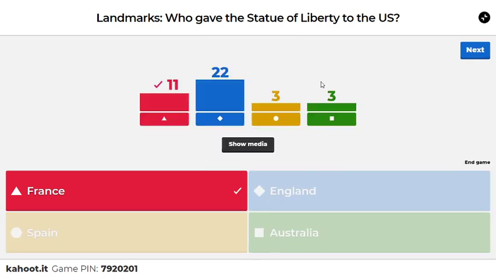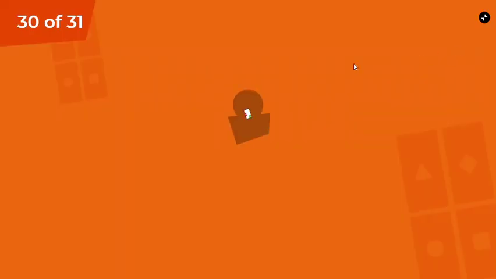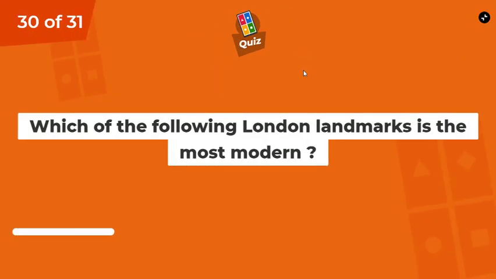Yes, 11 people knew the correct answer. It's not given by England. It was given by France. The correct answer was France. And by the way, Şevval is number 1. Henrik from Denmark is number 2. Alp is number 3. Kaan is number 4. And Nilay is number 5. And Yusuf Arda is the highest climber. He climbed up 4 places. Congratulations, Yusuf. Here we go with the 30th.